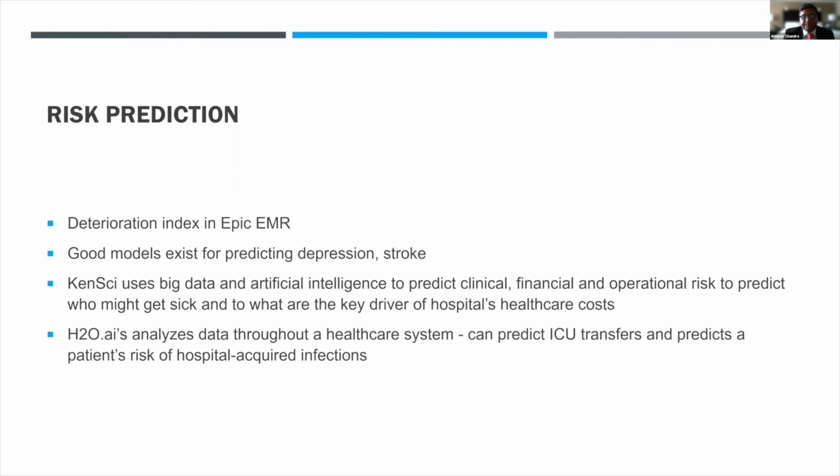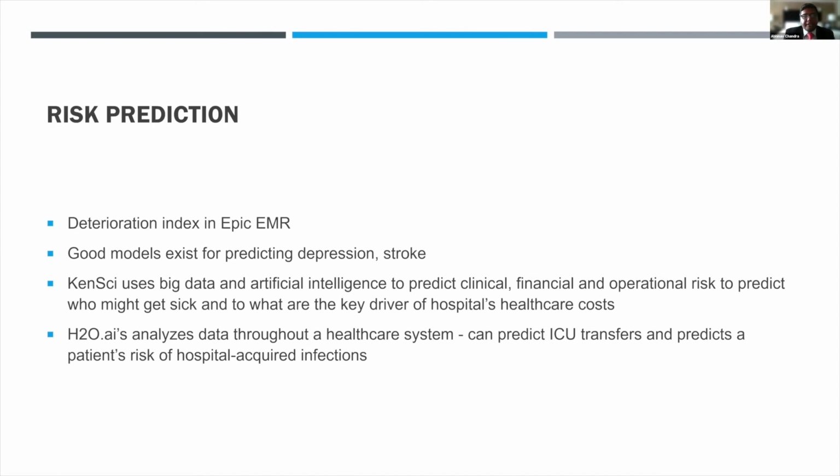There are models out there which predict depression, stroke. Kensai is a company. Our healthcare system does not have that, but in my review of literature, there was good data on Kensai, which is a big data and AI platform which predicts clinical, financial, and operational risk as to who might get sick and what the key drivers of hospitals' healthcare costs are. H2O AI is also a similar platform that healthcare systems have used successfully in predicting a patient's risk of hospital-acquired infections.